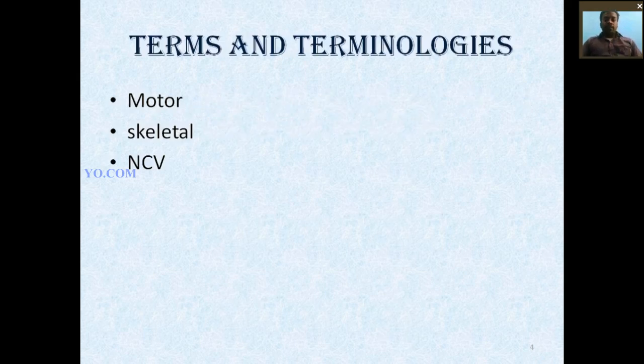The terms and terminologies used in this: first one is motor. Motor here is not an electrical motor, it refers to the nerve system. The entire nerve system of the human body is called motor. Then skeletal means the bone structure, the entire bone structure of the human body. The nerve system, the skeletal system and the muscles, these three are interconnected and form an organ in our human body. Then NCV means neural conduction velocity.